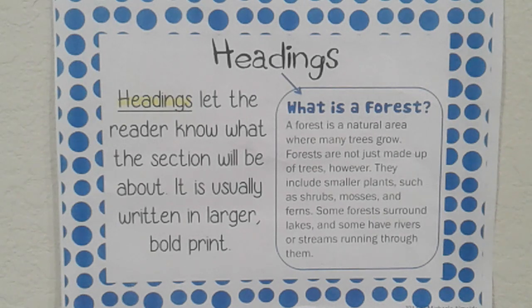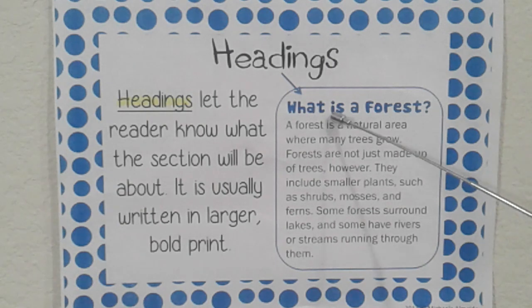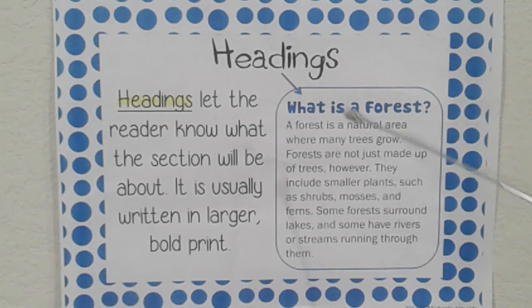First, we have headings. Headings let the reader know what the section will be about. It is usually written in larger bold print. So let's look over to the right-hand side of the page, and let's look at the bolded print. What is a forest? What is a forest is the heading for this paragraph. What is this paragraph about, boys and girls? Very good. It's about a forest. The headings, they let us know what the section will be about.